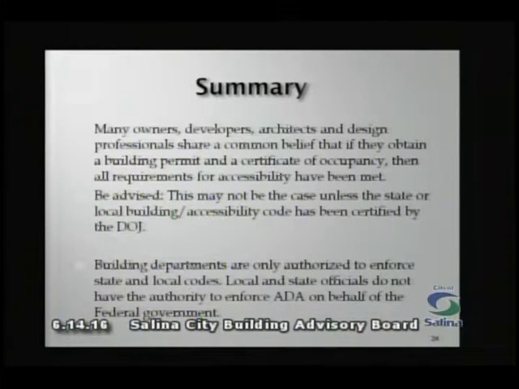So in summary, many owners, developers, architects, our design professionals, we all share a common belief that if we obtain that building permit and a CO, a certificate of occupancy, after completion of that project, then all of our requirements for accessibility have been met. Do be advised that is not the case, unless the state or local building code has been certified by the Department of Justice. Ours has not, nor has the state of Kansas.